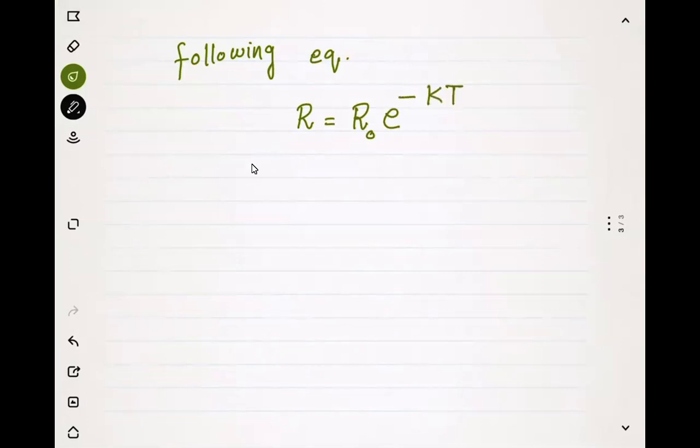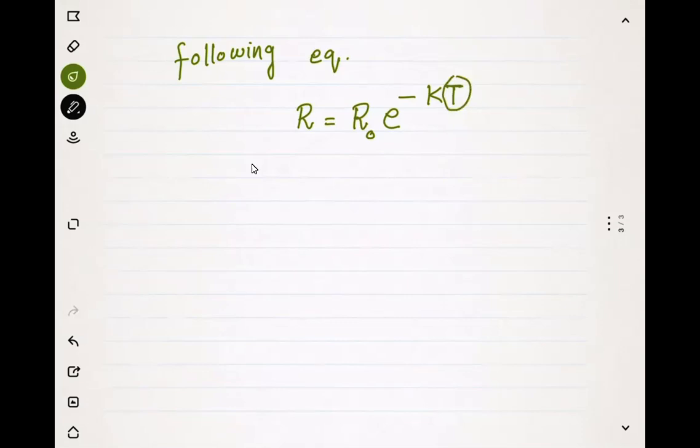According to the following equation, and the equation is R is equal to R naught e power minus k times capital T. Here capital T is in degrees Celsius.